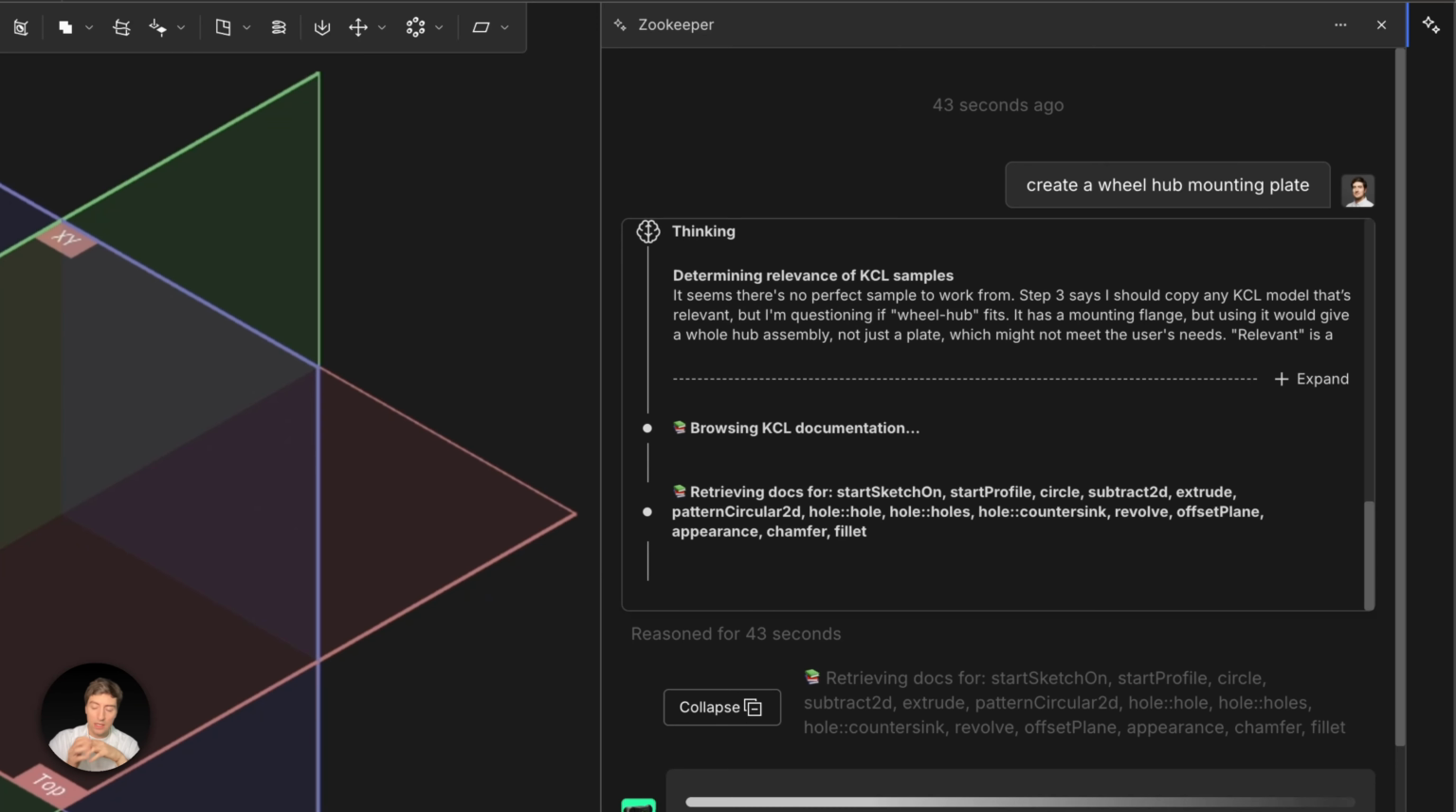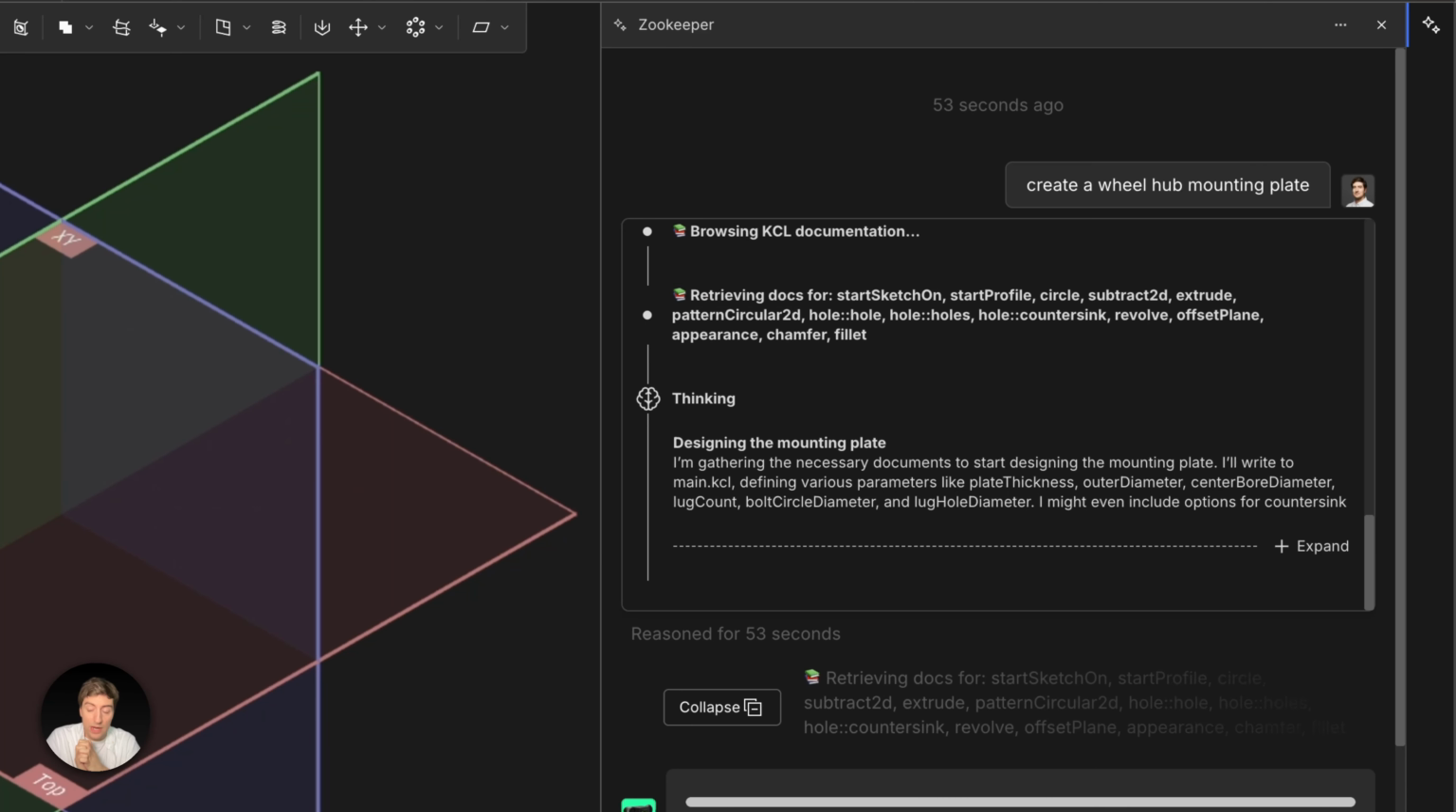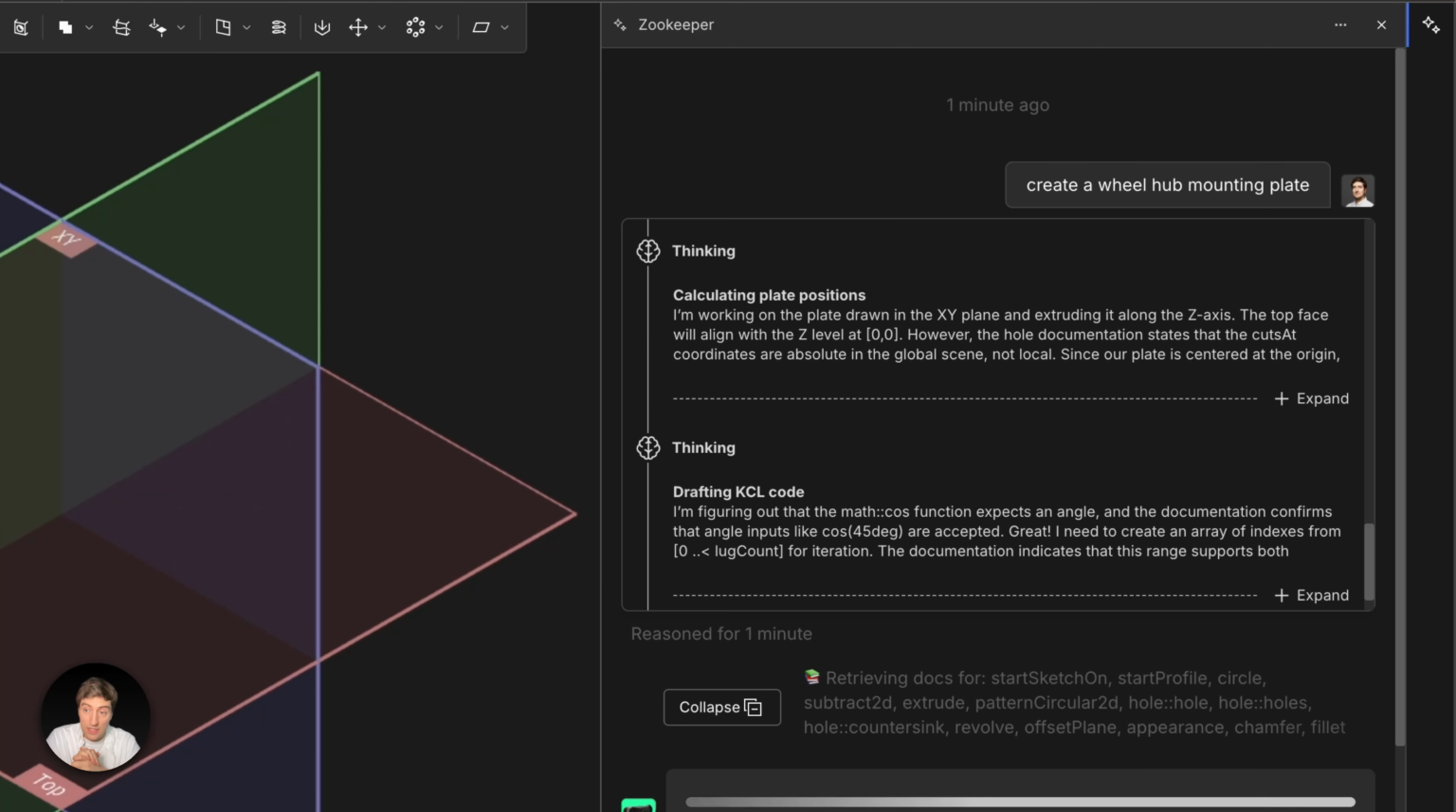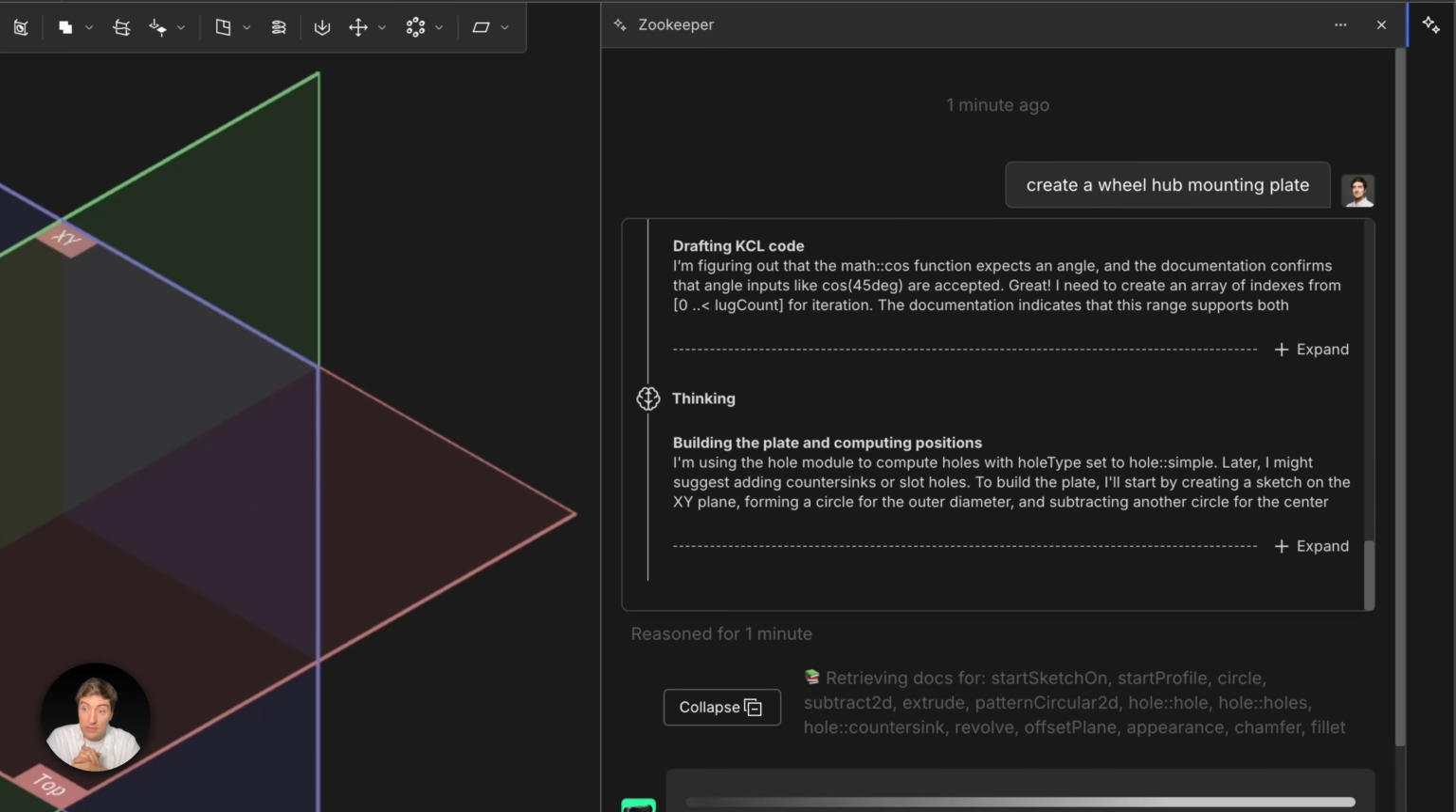Because sometimes it will generate functions instead of feature tree. Sometimes it would place objects in the wrong spot without noticing it. So you might want to really understand the way it thinks. And to understand it, you can just follow the reasoning process.